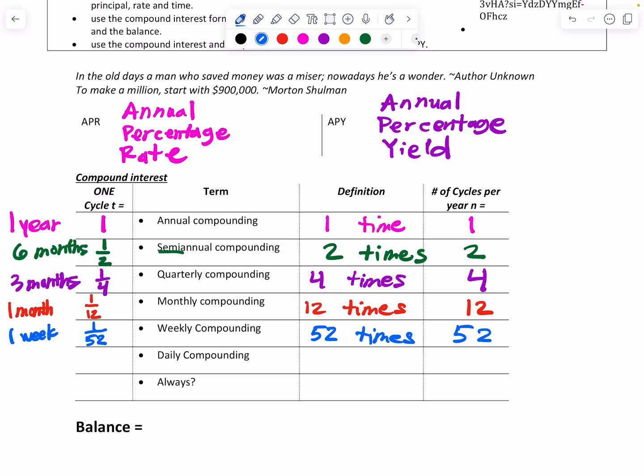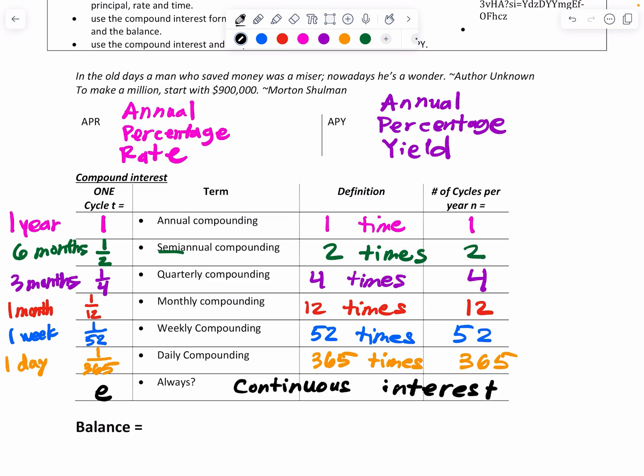Now, if it's compounded daily, so every 1 day, there are 365 days in a year. So that's how often it's going to be compounded per year. So N would equal 365. Now, sometimes, this is the weird one, it can be compounded always. That's continuous interest. And that's a different formula. We're not going to talk about that one today.